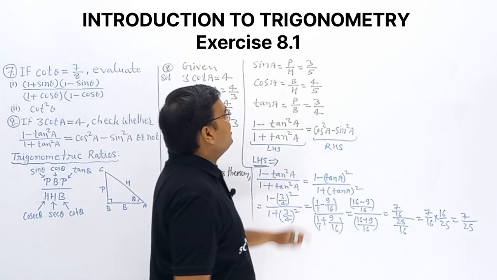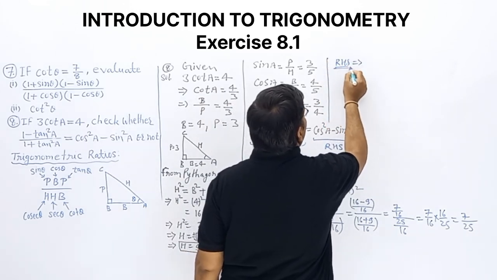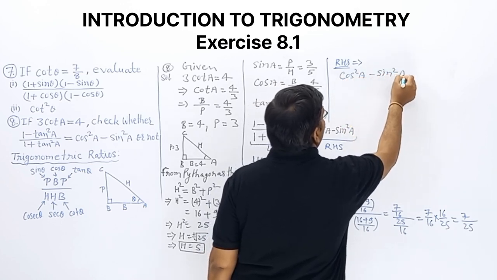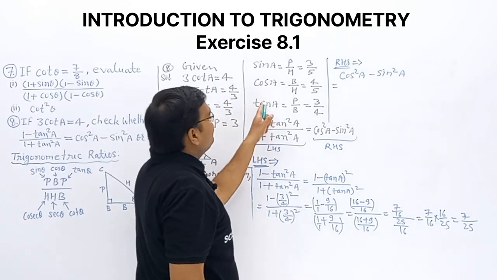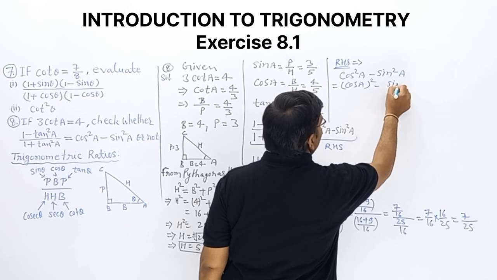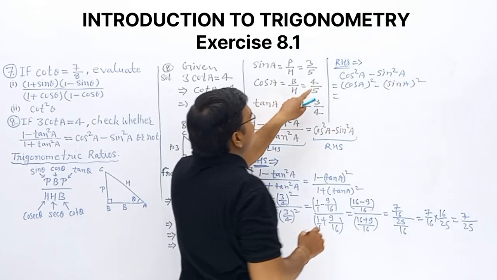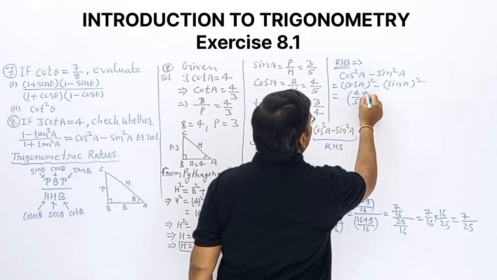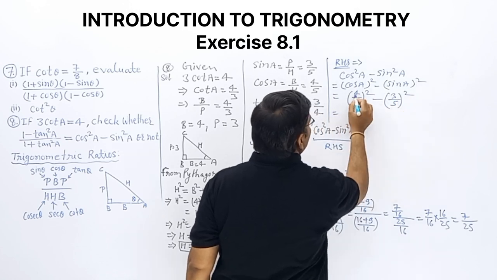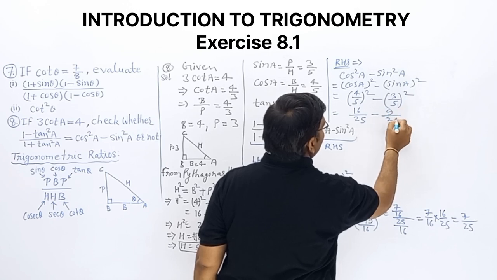Now I am taking the right hand side. I am solving there. What will the right hand side value be? Cos square A minus sin square A. This can be written as cos A whole square minus sin A whole square. Observe carefully, you can do it easily. Cos A is 4 upon 5, whole square, minus sin A is 3 upon 5, whole square. Solve. 4 square is 16, 5 square is 25, minus 3 square is 9 and 5 square is 25.